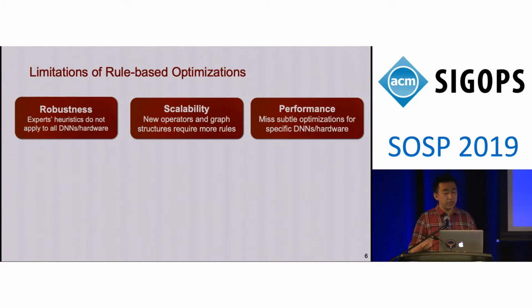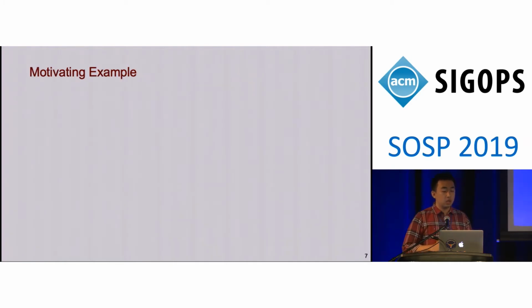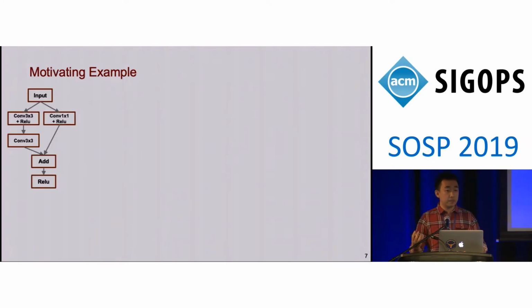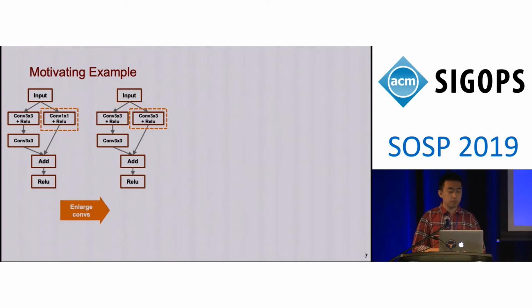The third limitation is performance, because human heuristics may miss some subtle optimizations for very specific model and hardware combinations. Let me show you one motivating example. The left figure shows the optimized computation graph of a ResNet module by an existing rule-based optimizer. It turns out we can further optimize it as follows.